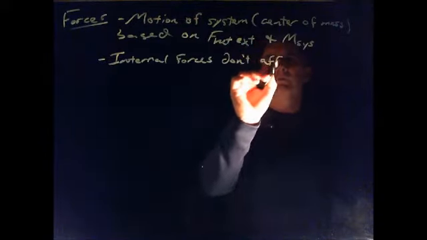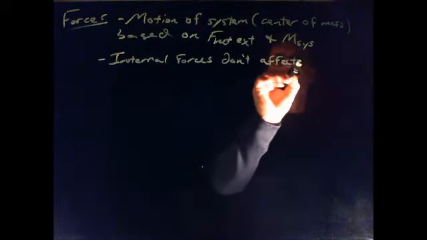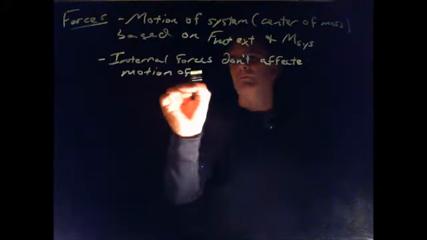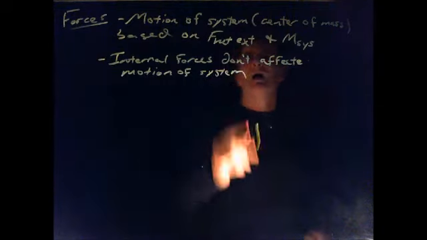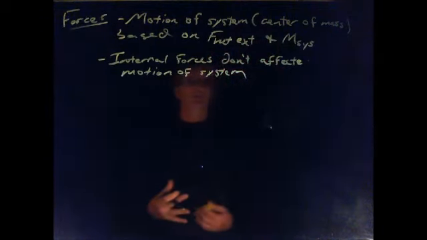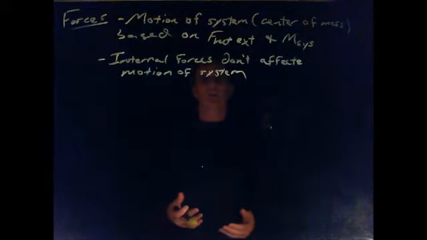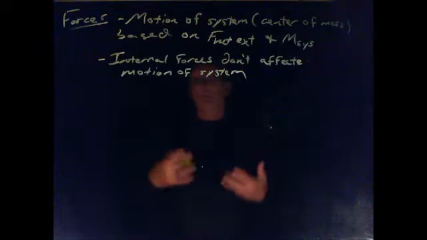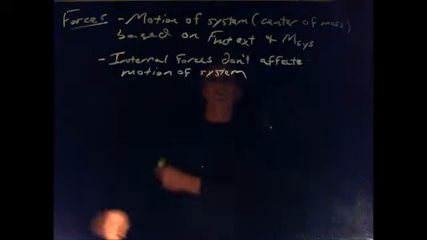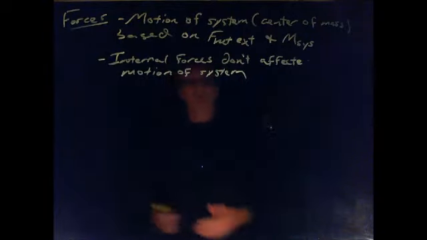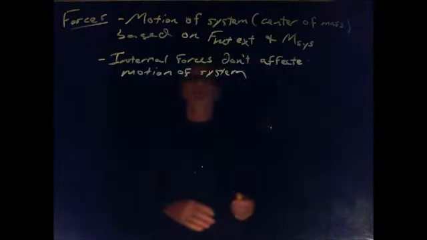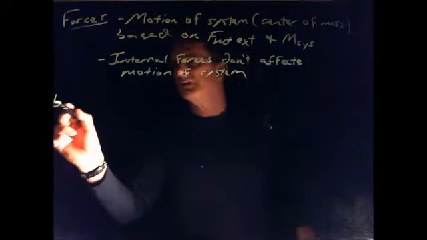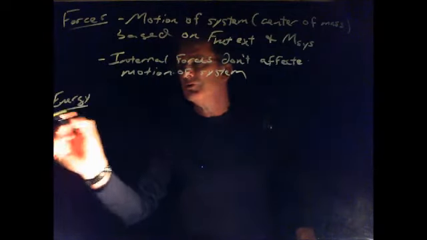If internal forces affected the motion of the system, I could simply make myself move without any force being applied to me. You know, I could just think, okay, I'm going to start moving, and my legs can start moving, but there has to be an outside force that actually allows me to move, like the force of friction on my shoes from the floor. And so this is a pretty important idea to keep in mind that often gets challenging to understand.